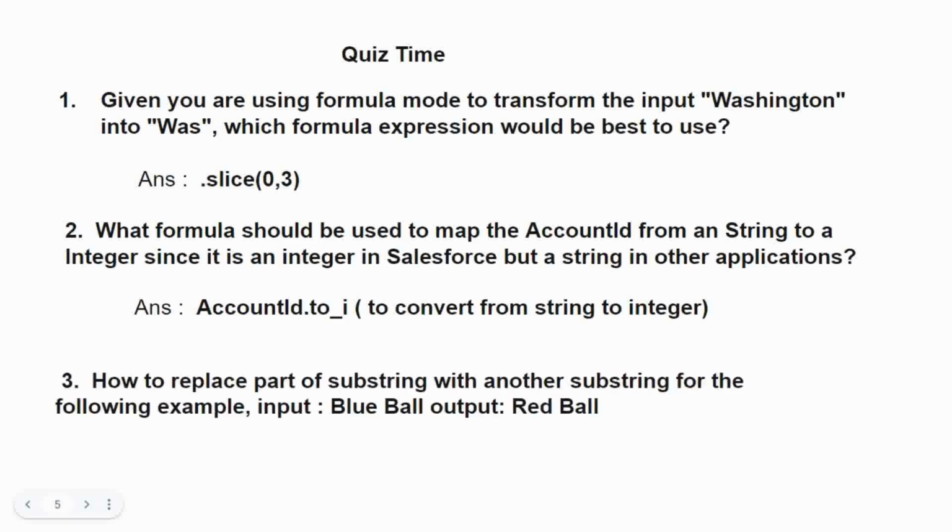The third question is how to replace a part of a string with another substring for the following example. The input is blue ball, and the output is red ball. So I want to find blue and replace it to get red ball. Okay, any guesses, guys? Okay, so that's correct, gsub. What gsub does is it finds the respective string and replaces it with another string, whatever you want to replace it with.